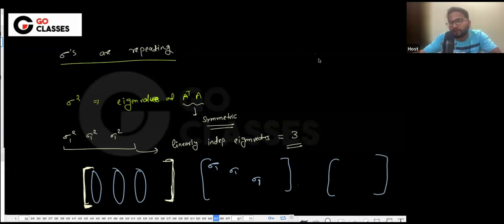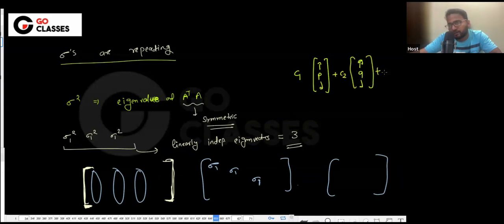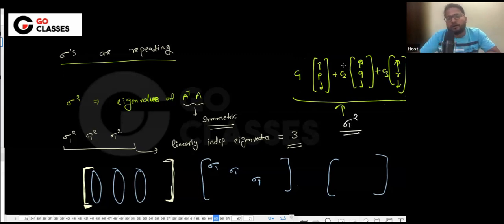Now, let's suppose those three vectors are like this. The solution looks like this: C1 P, C2 Q, plus C3 R. Let's suppose these are the eigenspace, or the eigenvectors, corresponding to sigma 1 square.